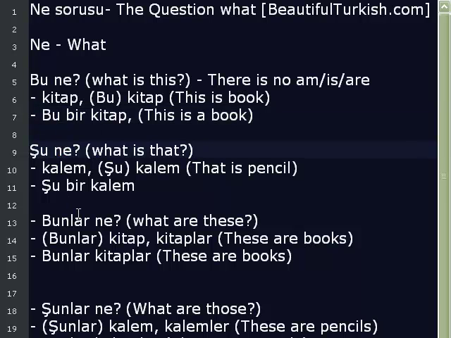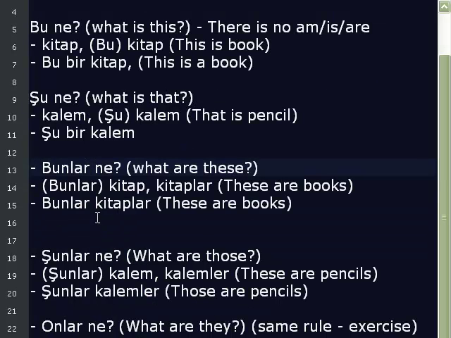Let's go to şu. Şu ne? Kalem. Rarely, if you want, still you can use şu, but again I want to remind you, this is more usual. Şu ne? Şu kalem. And if you want that is a pencil, then you say şu bir kalem.